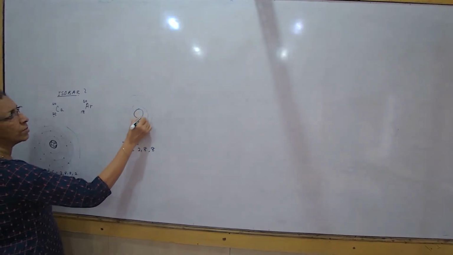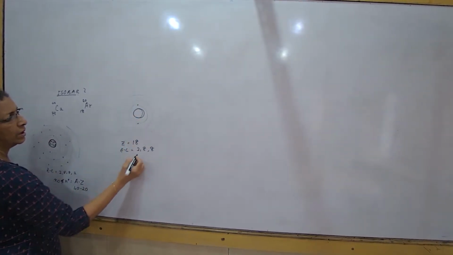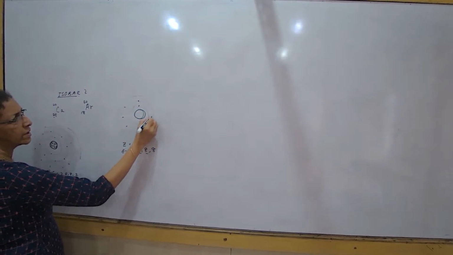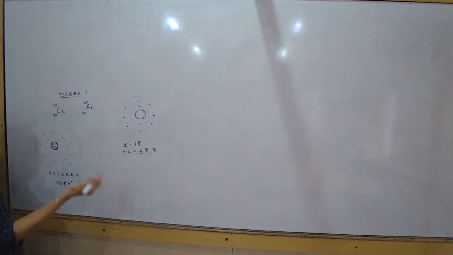So in the first orbit, we will have 2. Second orbit will have 8: 1, 2, 3, 4, 5, 6, 7, and 8. And the last orbit also will have 8.